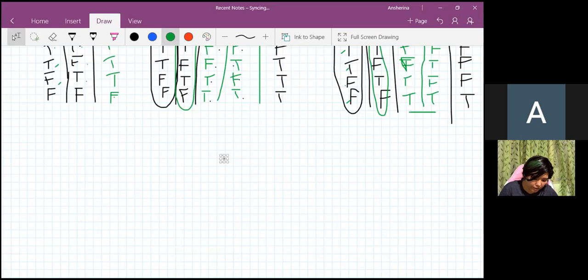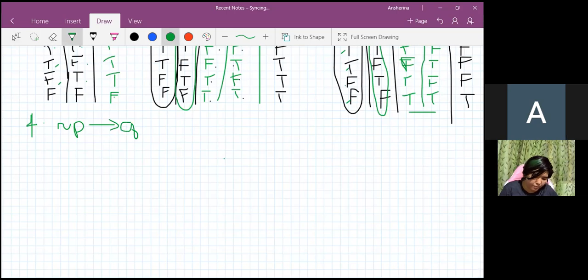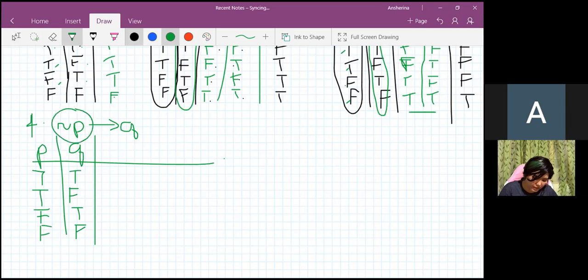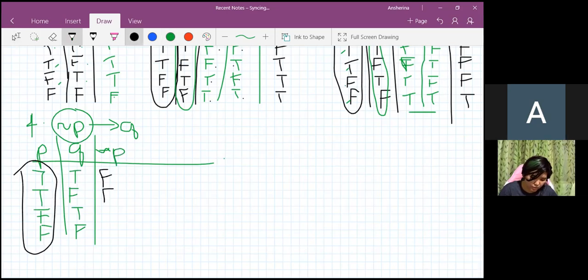Question in number 4 is not P, if not P, then Q. Okay. So we have 2 propositions again, P at saka Q. Alam na natin to, no? Dinediretso na natin to. Okay, now we need not P. So inenegate lang natin ito. So we have false, false, true, true.